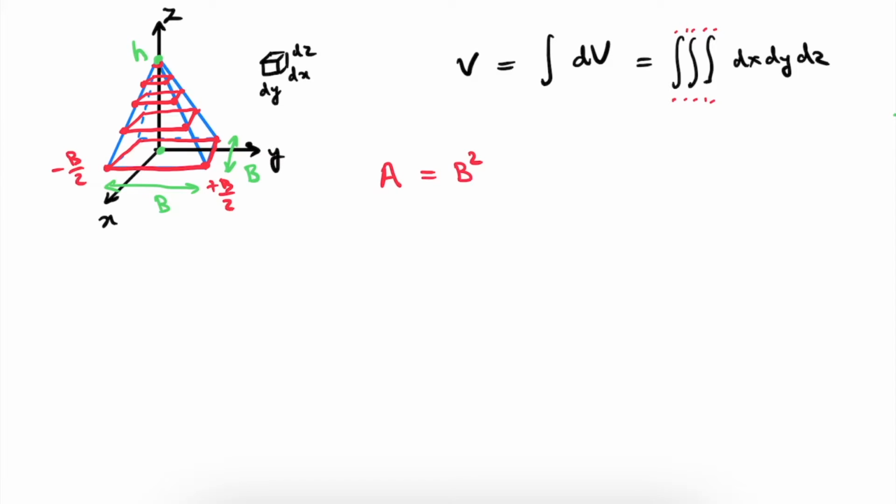Because we know that the base has a length of b and it is a square, so it's simply the surface of a square. However, this is only the case when z is equal to 0, because as z increases, these surfaces shrink. And all the way up to where z is equal to h, which is the top of the pyramid, we know that the surface is equal to 0.